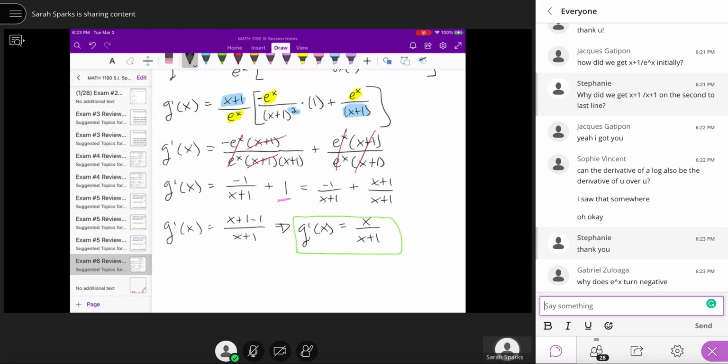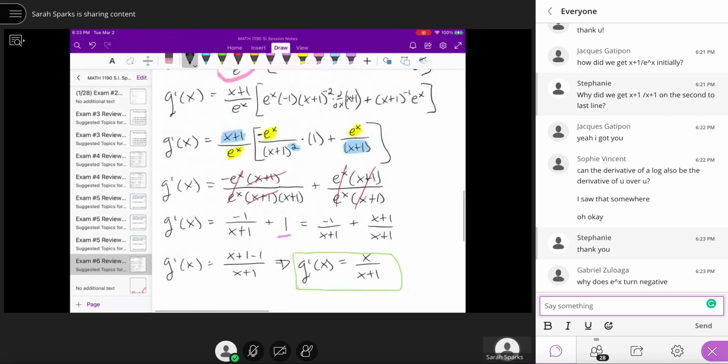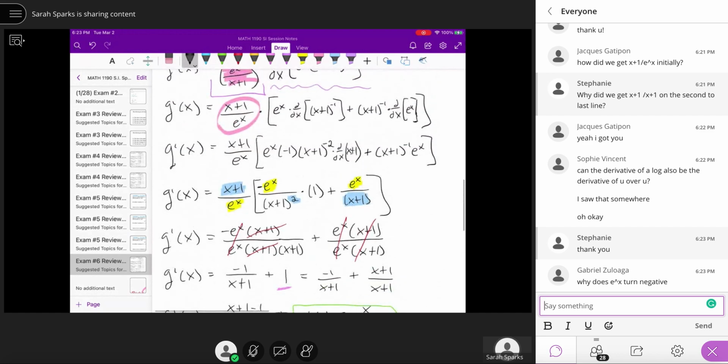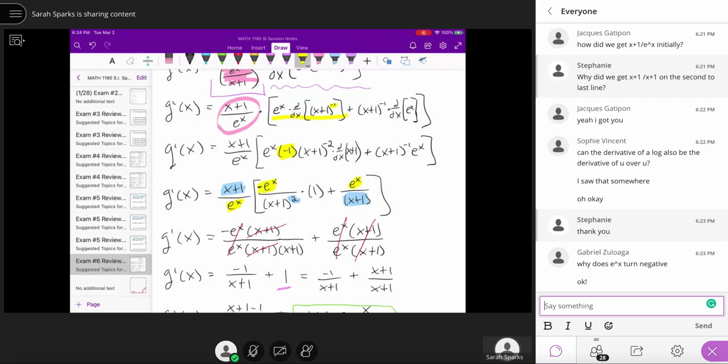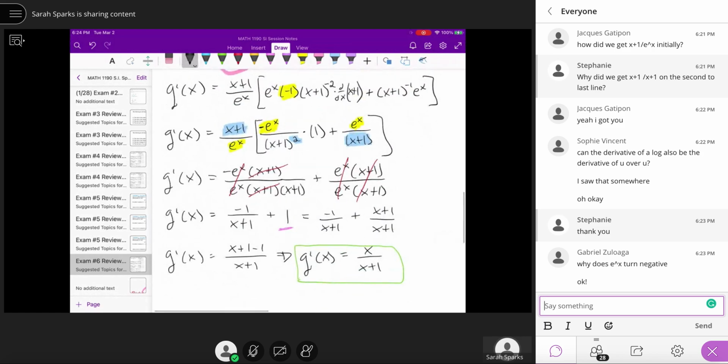Why does the e to the x turn negative? The e to the x becomes negative when we do the product rule up here. When we take the derivative of this x plus 1 raised to the negative 1 power, we bring down that negative 1 power and then subtract 1. And so that's how that e to the x becomes negative. All great questions. Any other questions before we move on to 6.3?